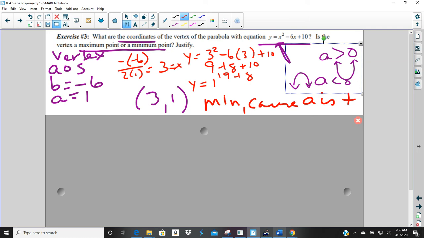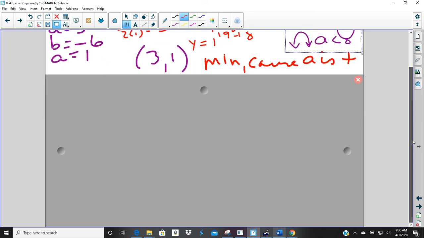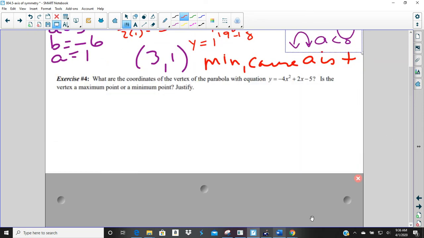I answered the vertex question by finding the axis of symmetry, and I plugged it in to find the y value. And then I said it was a minimum or maximum based on the fact that it is a positive lead coefficient. So let's try this second one on our own. Take a look at it, see whether you can answer it without my help, and then I'll do it. Pause if you need to.